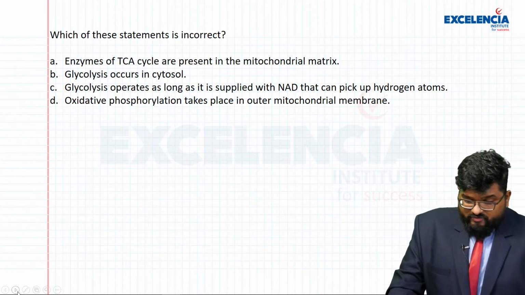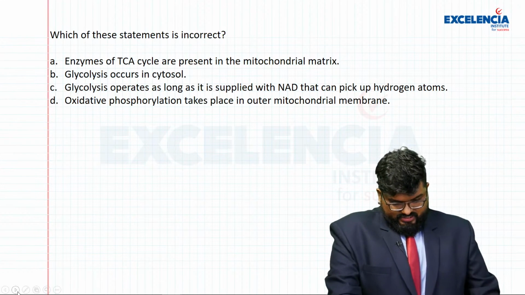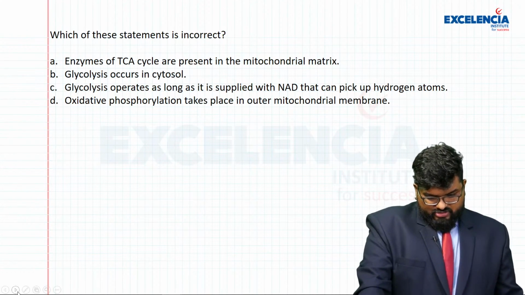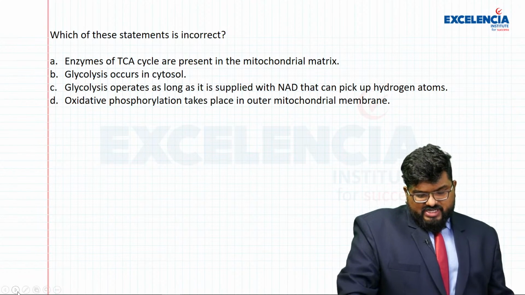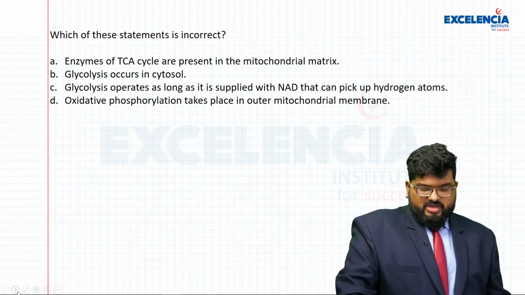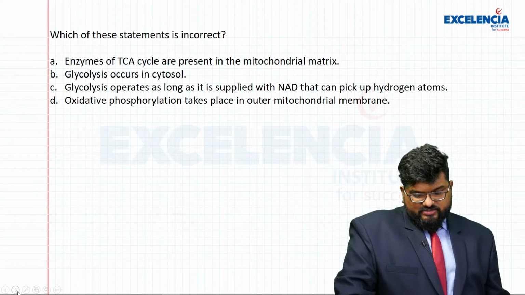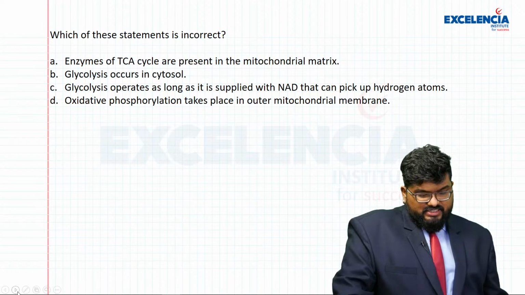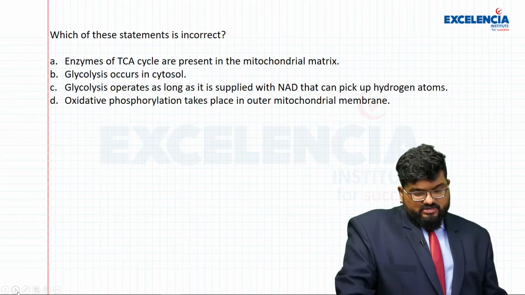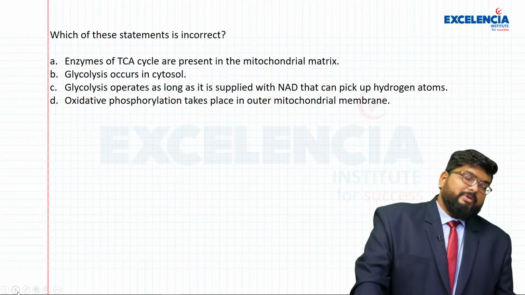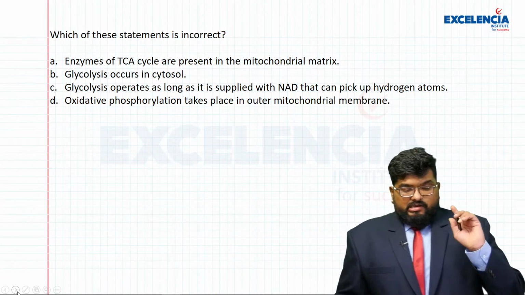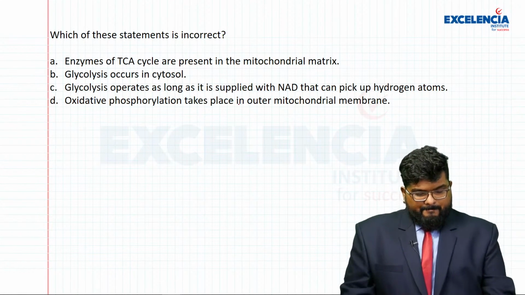Which of these statements is incorrect? Respiration. Enzymes of TCA cycle are present in the mitochondrial matrix. Glycolysis occurs in cytosol. Glycolysis occurs as long as it is supplied with NAD that can pick up hydrogen atoms. Oxidative phosphorylation takes place in the outer mitochondrial membrane. Great. So let's recall the process.